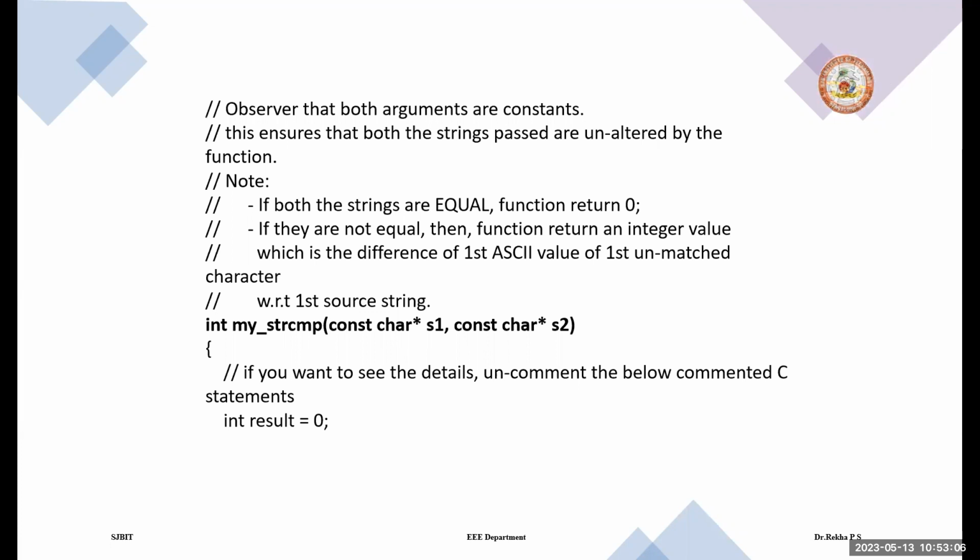Observe that both the arguments are constants. This ensures that both strings are passed and should not be altered by the function. If both the strings are equal, then the function returns 0. If they are not equal, then the function returns a nonzero integer value.